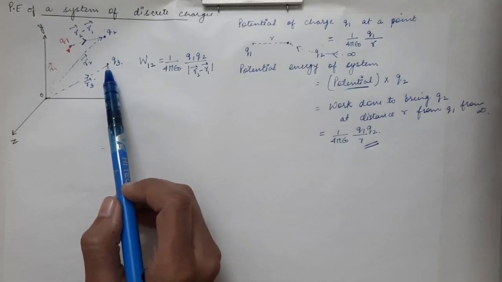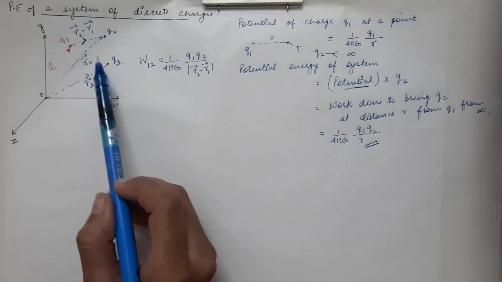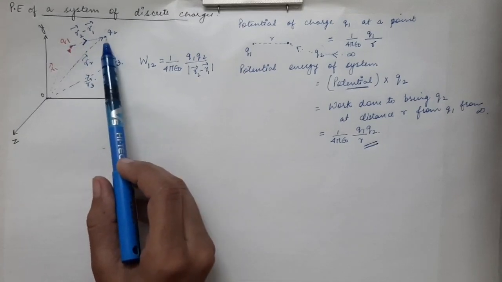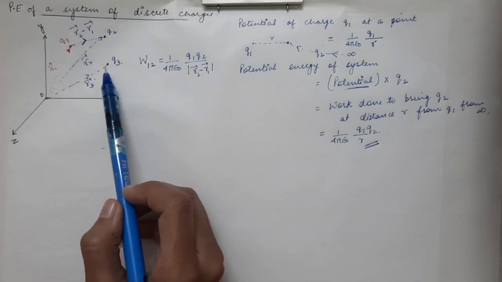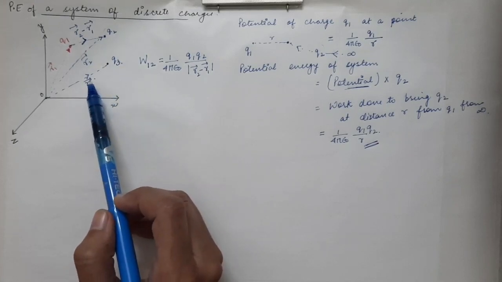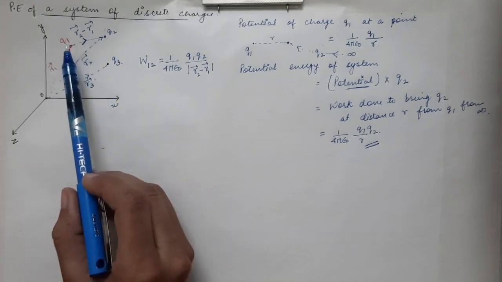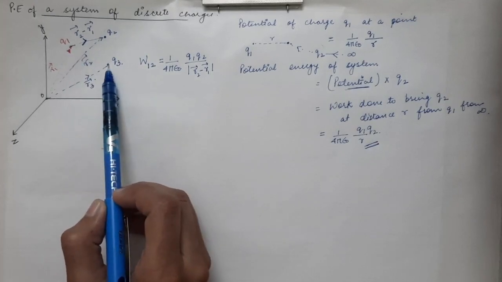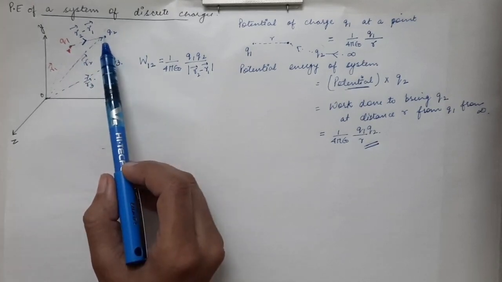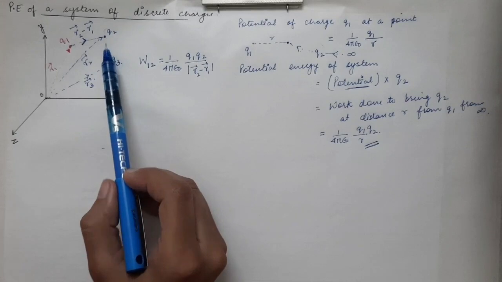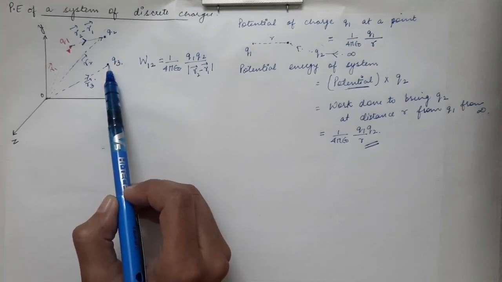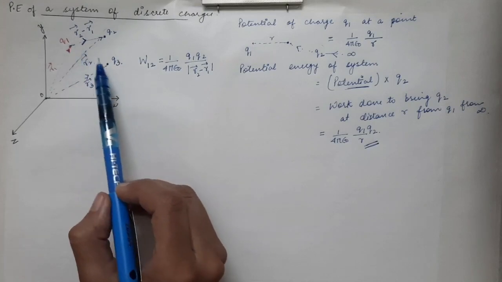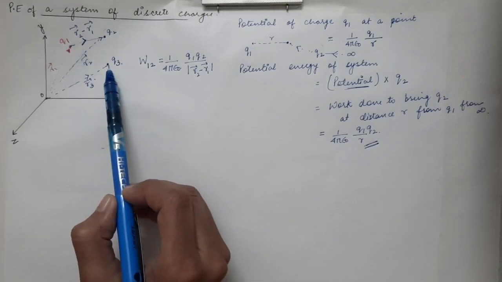So first of all, you have to take into account that work will be done against the q1 charge as well as against the q2 charge when you are placing the q3 charge at a position vector of r3 vector. So you will take q1 and q3 charges independently, as well as q2 and q3 charges independently.